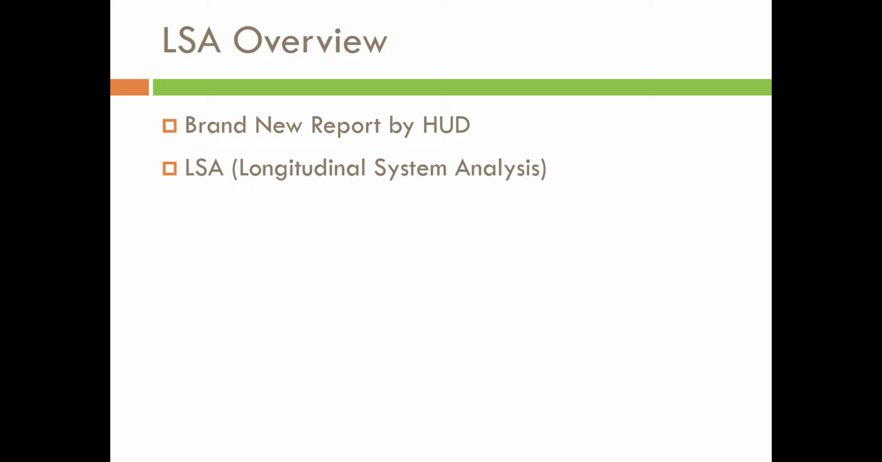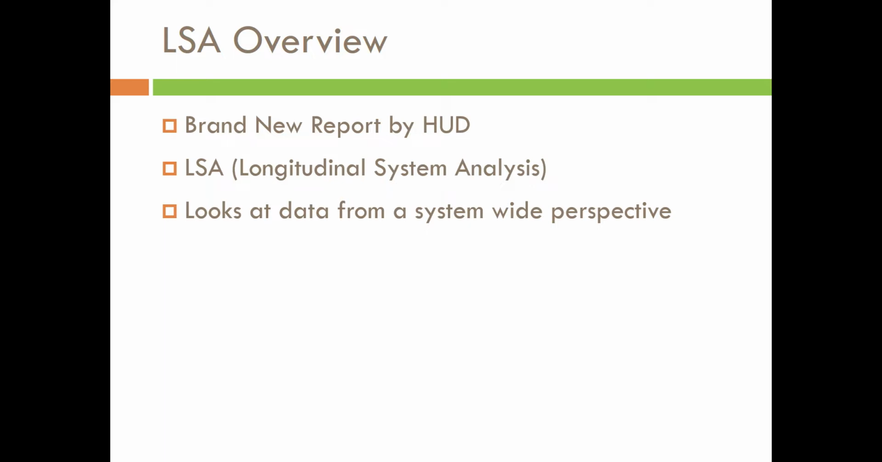The LSA stands for Longitudinal System Analysis. And this is one example where I'm very thankful for acronyms so that I never have to say that again. So I will refer to this report for the rest of this video as just the LSA. But as I mentioned, system analysis, this is a report that is looking at data from a system-wide perspective. So if you are used to reports like the APR, where it just looks at a specific project and how it's performing, this is definitely not that.